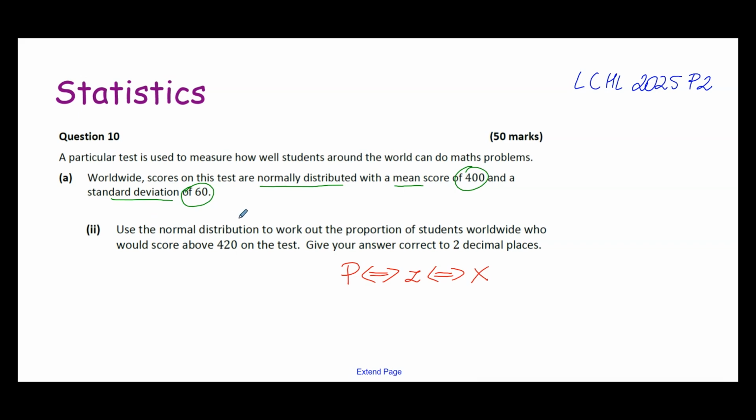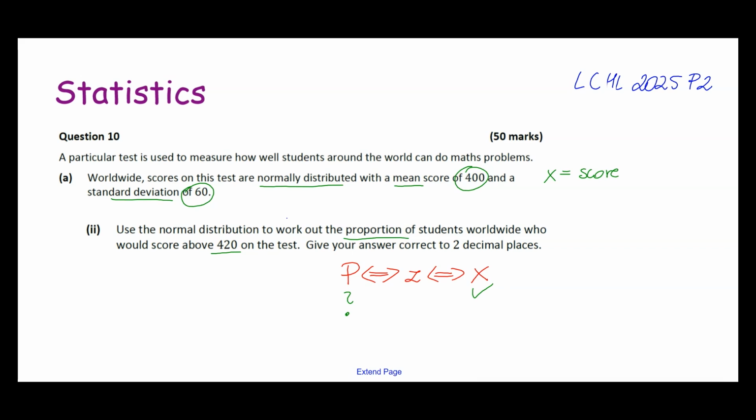So let's see, use the normal distribution to work out the proportion of students worldwide who would score above 420 on the test. So in our case, what is the X? What is the statistical data that they've collected? It's the score, isn't it? So here, what did they give us? 420. So they gave us the data. That means we have to find the probability, which is the proportion of students, isn't it? Because if we are saying probability is 20%, that's a proportion of students.